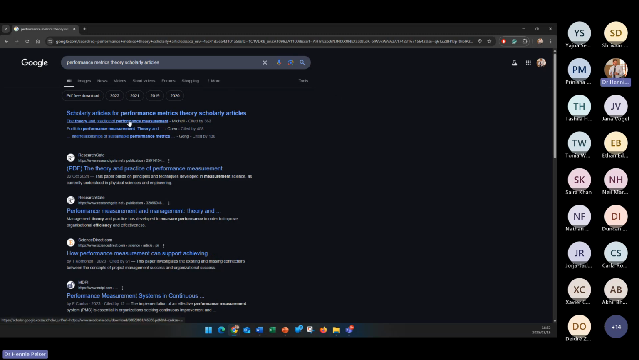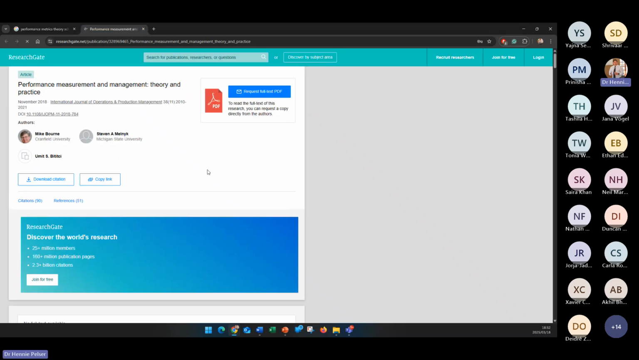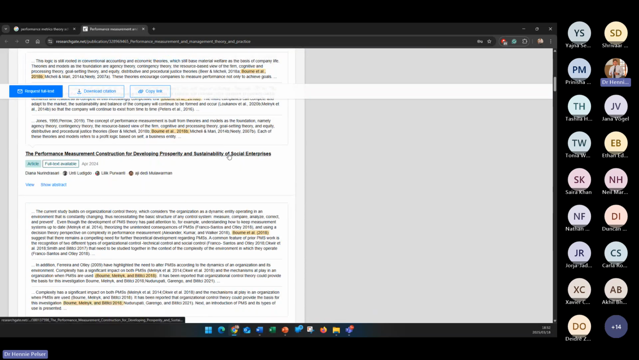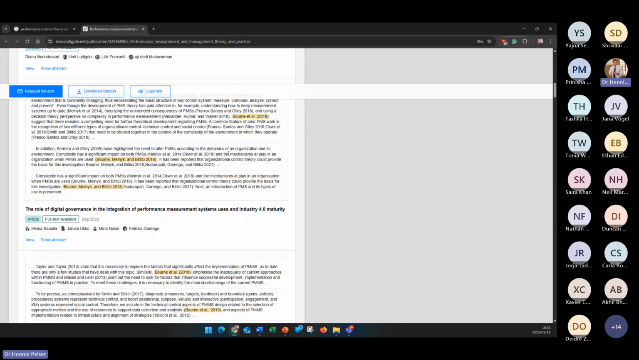Yeah, there's something. Okay, so the one I would consider is this one here, performance measurement and management. Yes, that's the one. You can have a glance at that and just see where the theory is.